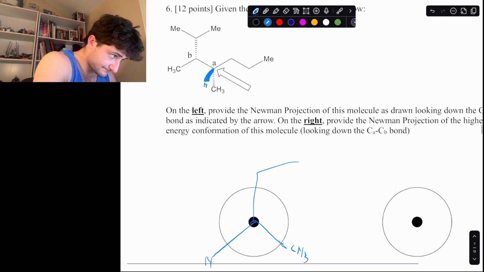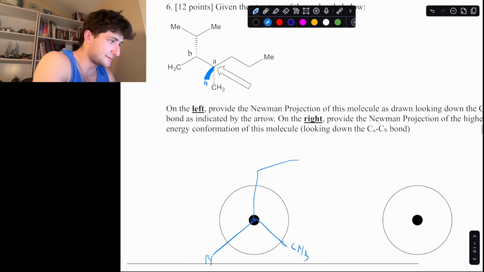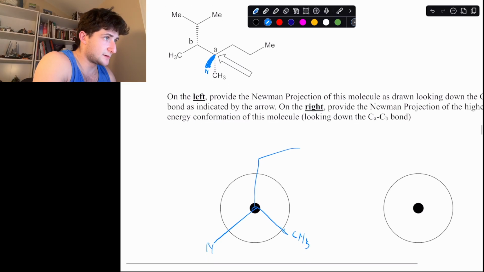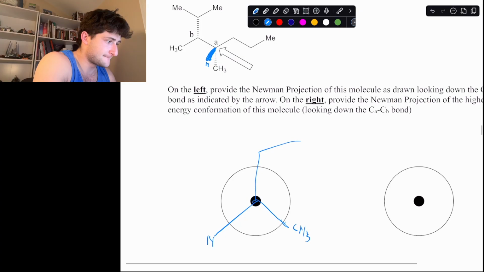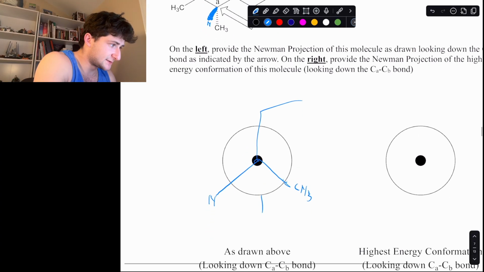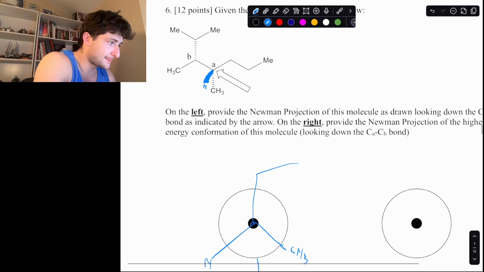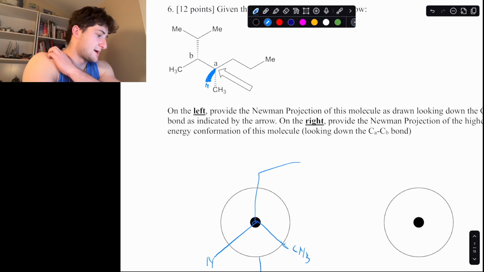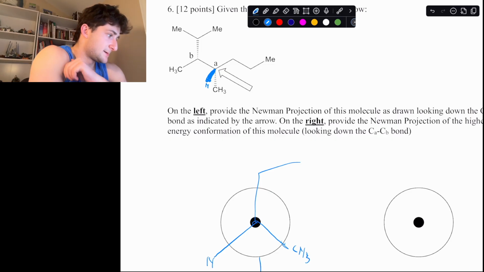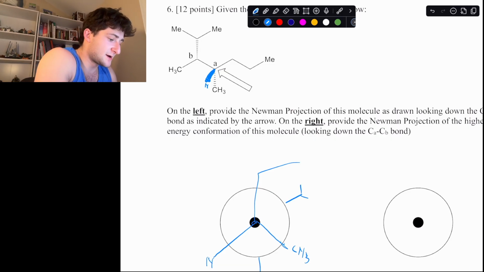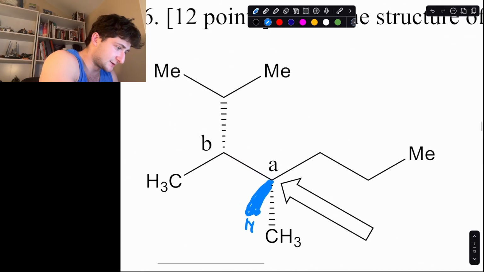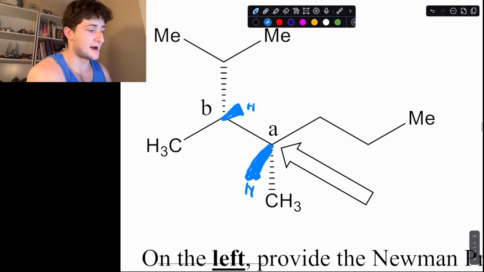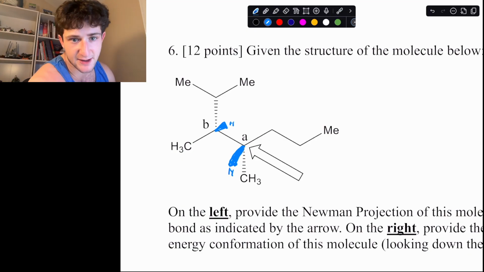And then it's going to have this CH3 down here. And this guy over here with the hydrogen. Because it's going to look like this. And that hydrogen is again going to be on that left side because it's coming towards you in the page.